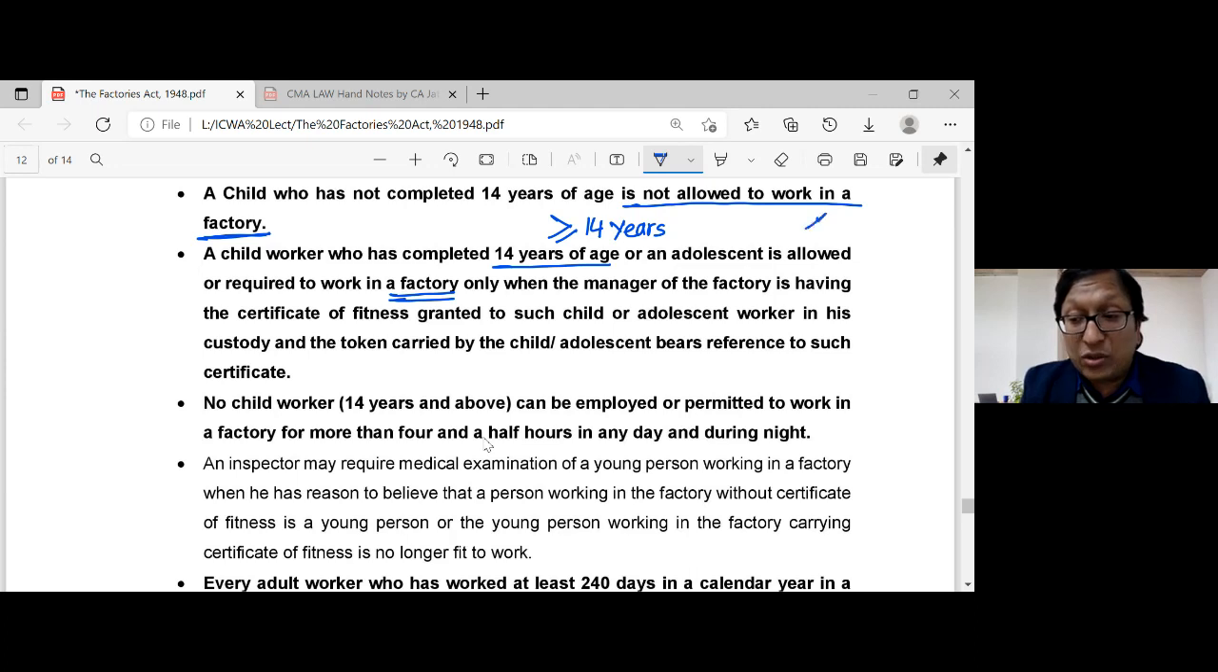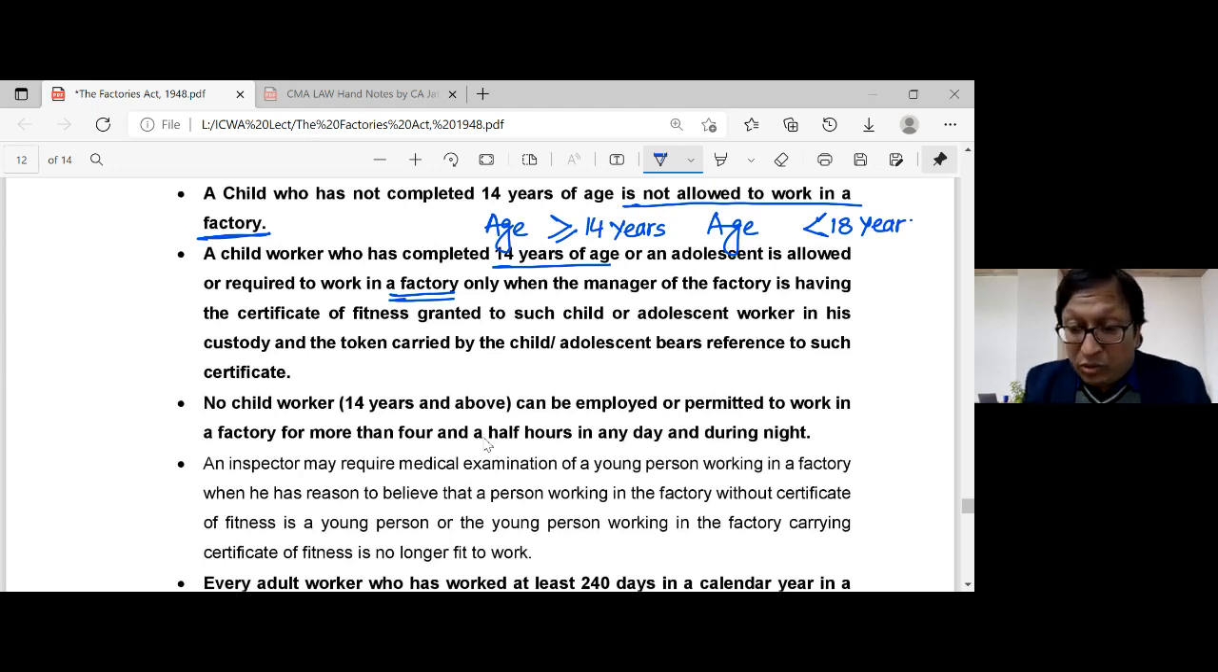But less than what? Your age should be greater than or equal to 14 years, and again, your age is less than 18 years. In that case also you can work in the factory, but there are different rules for that.